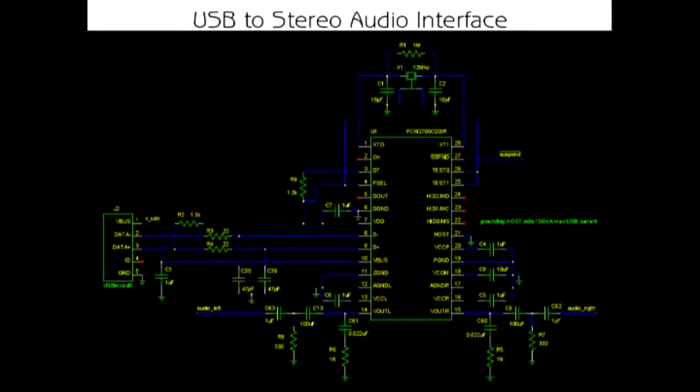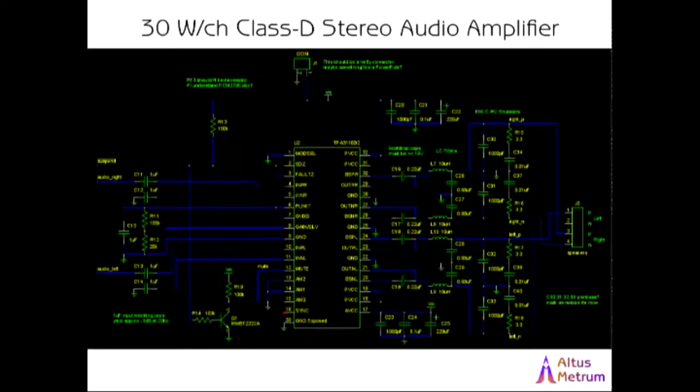So this is the first half of the schematic. This is the USB DAC chip. As I'm wont to do, it has a few extra parts in there to do filtering on the USB lines and stuff. Basically, everywhere I could put EMI or RFI filtering, I did. And this is the Class D stereo amp part.